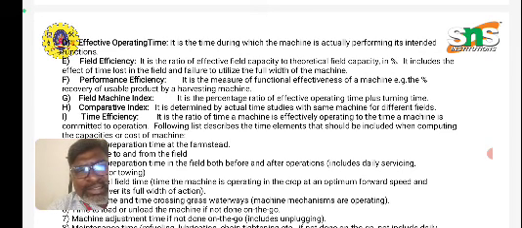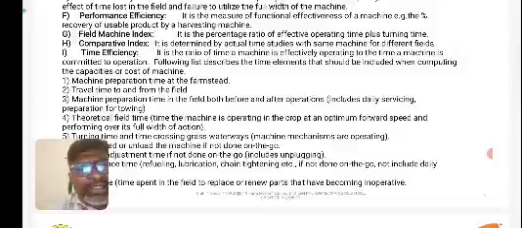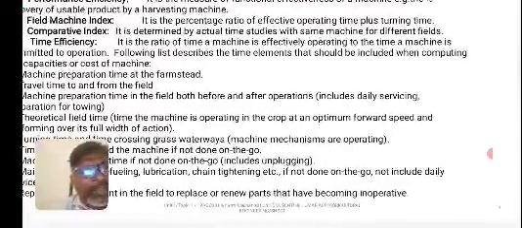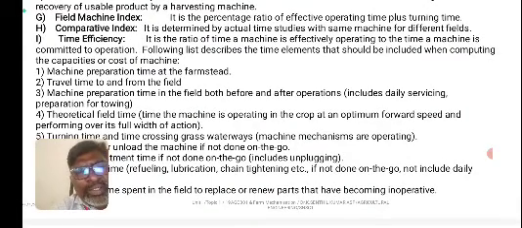Field machine index is the percentage ratio of effective operating time plus turning time. Both are to be included to calculate this field machine index. And the comparative index is determined by actual time studies with the same machine for different fields. Considering the same machine at various fields, we can go for this comparative index. And the time efficiency is the ratio of the time a machine is effectively operated to the time a machine is committed to operations.